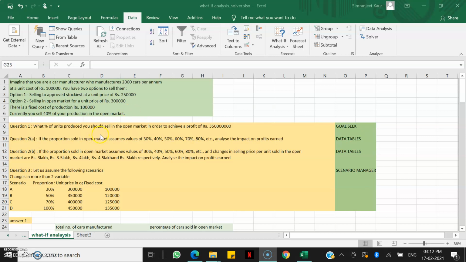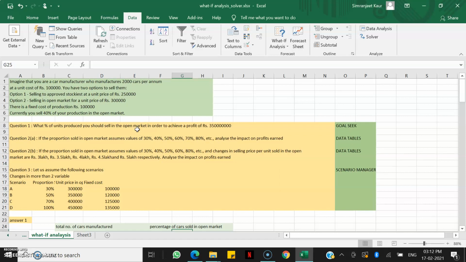In the first question they are asking us what percentage of units produced you should sell in open market in order to achieve a profit of 35 crores. So they have given us a target of 35 crores, right? And you have to manipulate the proportion sold in open market in order to achieve this target. So let's start with a goal seek question.